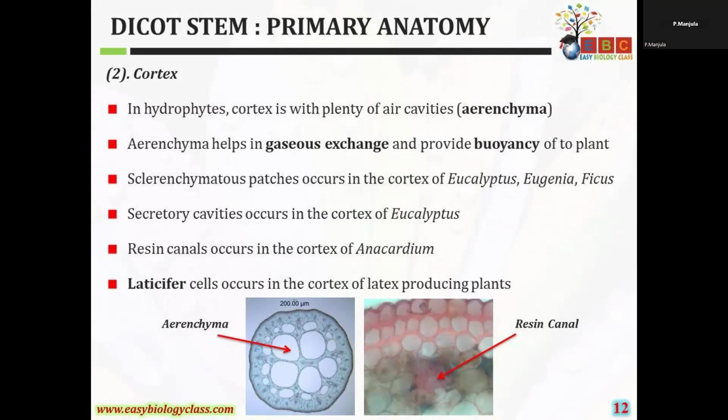Sclerenchymatous patches occur in the cortex of eucalyptus, eugenia, and ficus. Secretory cavities are also present in the cortex of eucalyptus, and resin canals occur in the cortex of anacardium. These are some special characters. Laticiferous cells occur in the cortex of latex-producing plants. These all come under the secretory tissue. Laticiferous cells and resin canals are all present in the cortex.